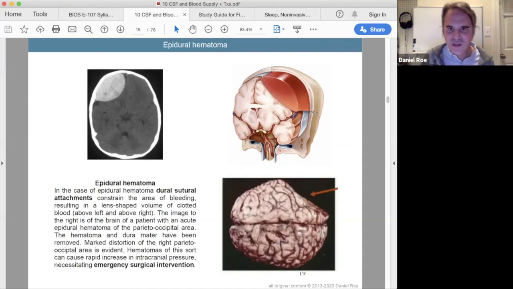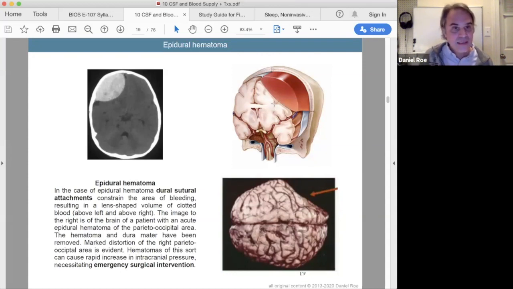So yeah, this is the squamous suture over here. You don't have to know that. It's just what we call that suture. And so the dura mater is adhered there, and it constrains where this hemorrhage can go. The problem with that is because it can't spread around, it just pushes deeper and deeper into the brain. And so that's a serious problem.